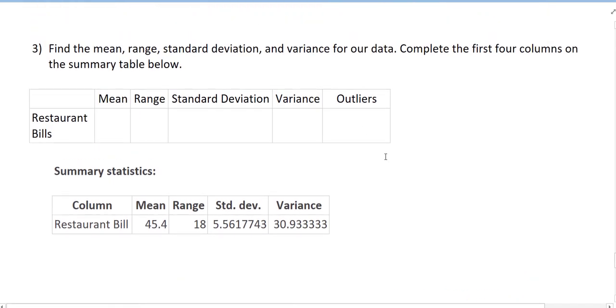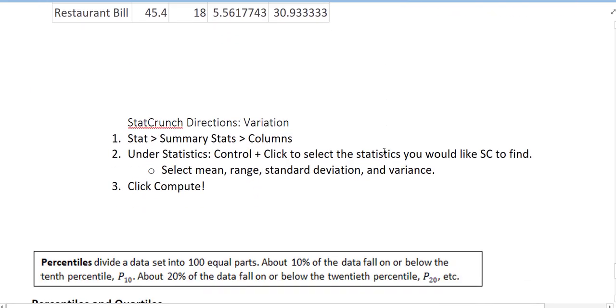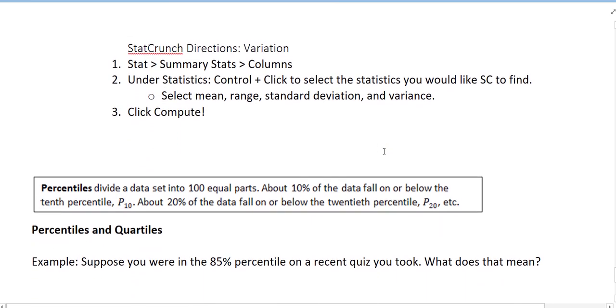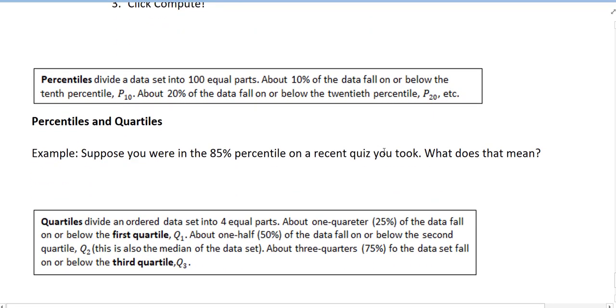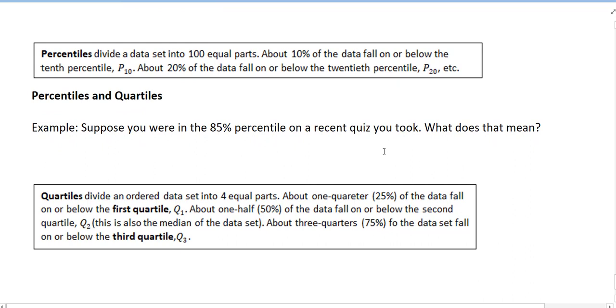Okay, but this doesn't quite help us with our outliers. So how do we find outliers? So we're going to go into a little more definitions. Percentiles and quartiles. So percentiles divide a data set into 100 equal parts, and quartiles divide our data set into 4 equal parts.